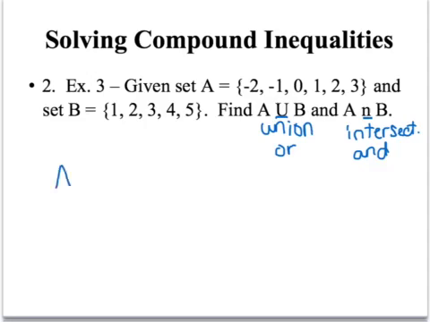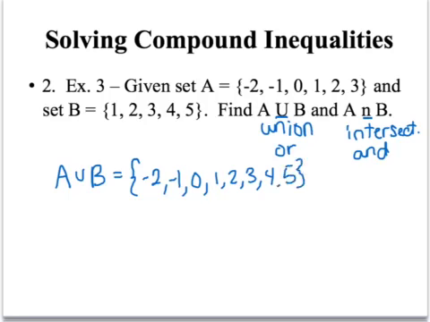Alright, so let's start with this. I want A union B. So tell me those numbers that are in set A or they're in set B. Well, that's going to include all of the elements: negative 2, negative 1, 0, 1, 2, 3, 4, 5. If you're doing unions, you want to find all possible answers. So it's going to be the answers that are in A and also the answers that are in B, but you only need to write each answer one time.